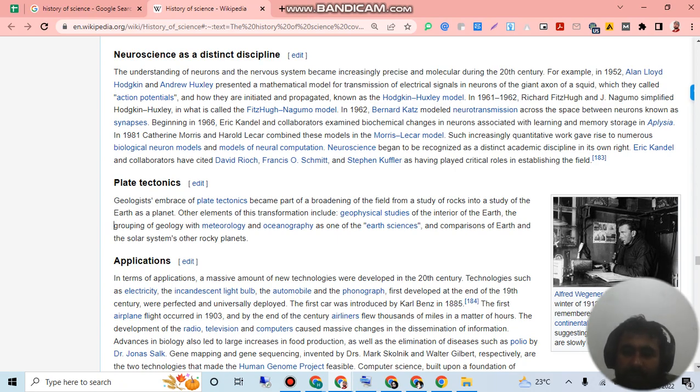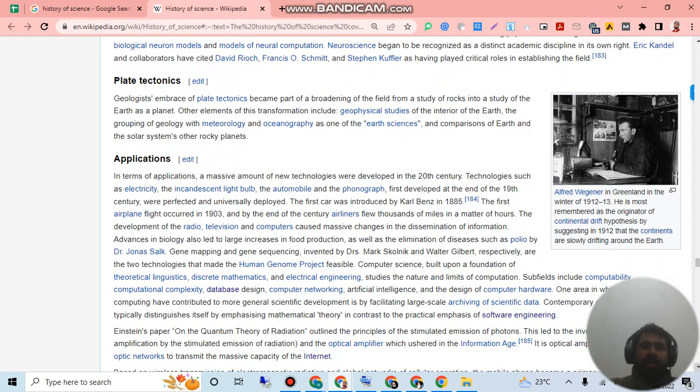Plate tectonics: geologists embraced plate tectonics, which became part of a broadening of the field from a study of rocks.